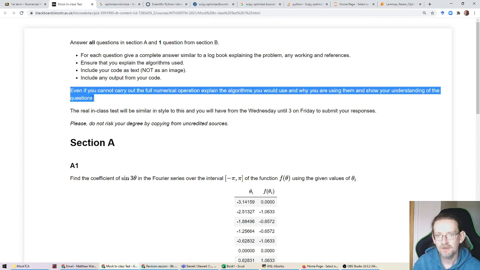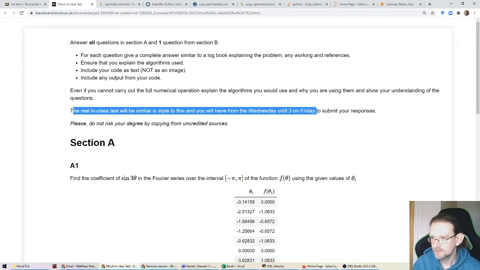Again, just to reiterate, particularly for the B sections, even if you can't get all the way to the answer, show what you understand. If you understand the maths behind it, what the mathematical problem is, put that down, explain it, and we can give you partial marks for that.